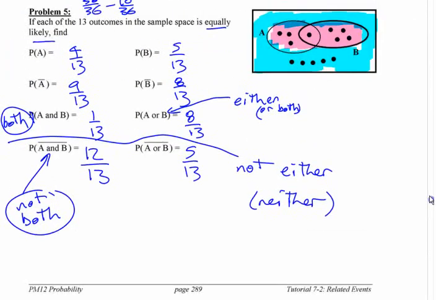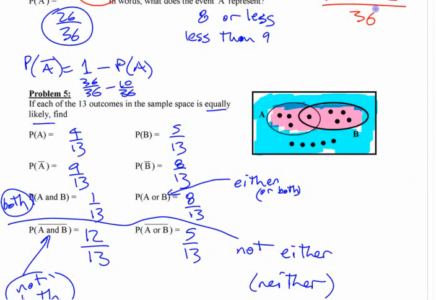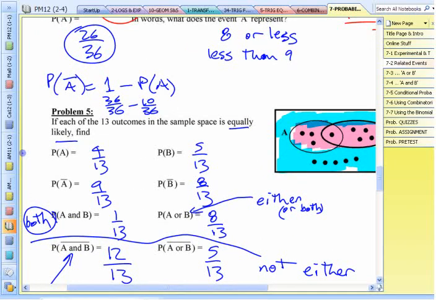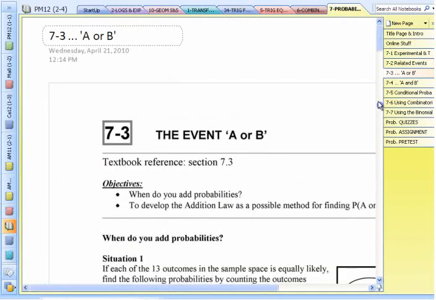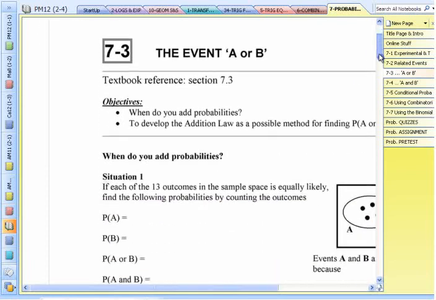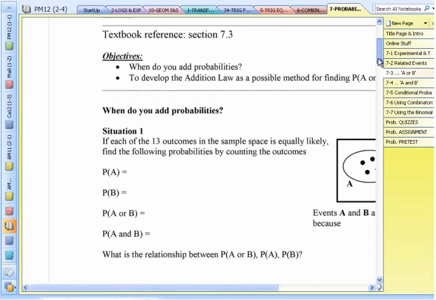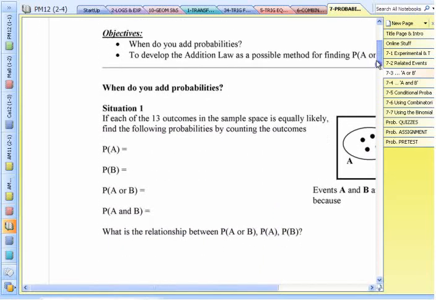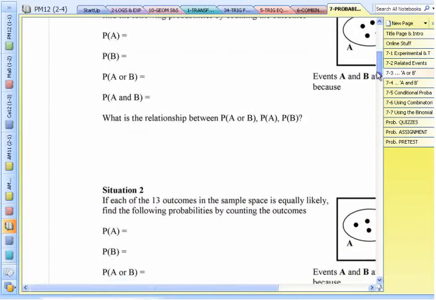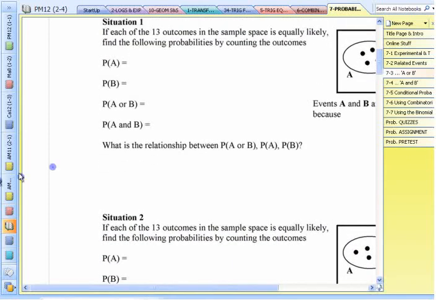If you do not have your textbook with you, what I would recommend is you look ahead at 7.3, because we're starting to look at a shortcut to getting the and and the or. As a matter of fact, I think this might not be a bad idea to do this right now, and then you can work on textbook stuff on your own since we only have 10 minutes anyways.